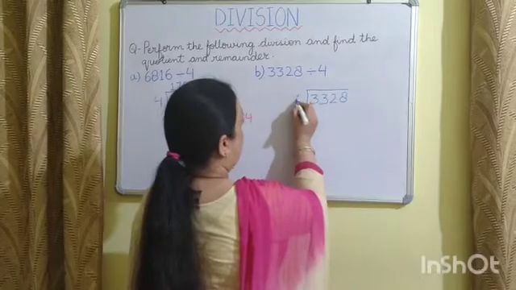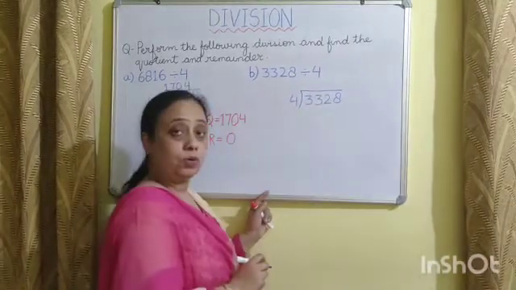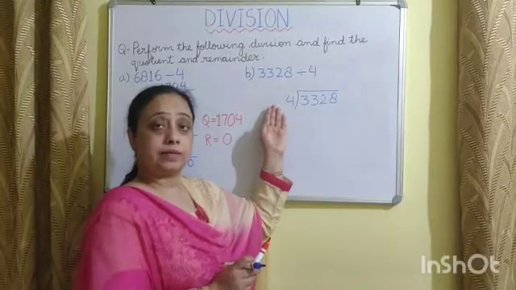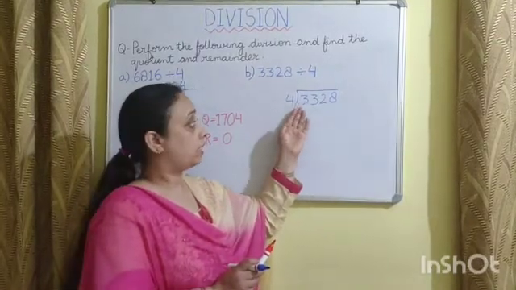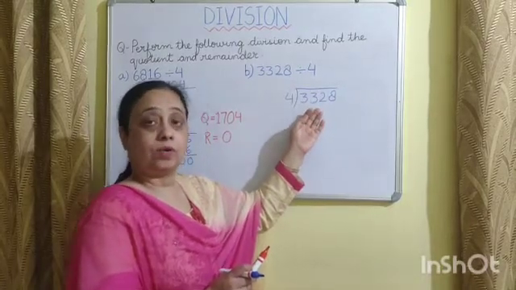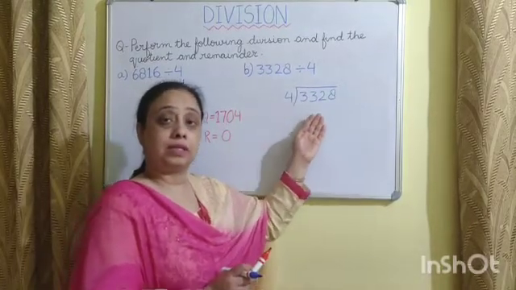3328 and the divisor is 4, which we are going to write here. But here the first digit is smaller than our divisor, which is 4. So we will take these 2 digits, that is the number 33. So we are going to read the table of 4 till 33.